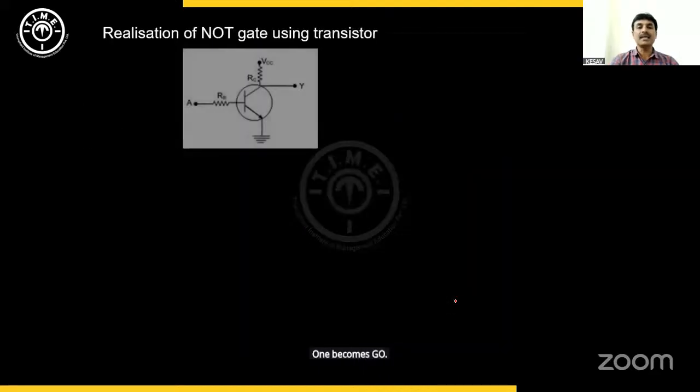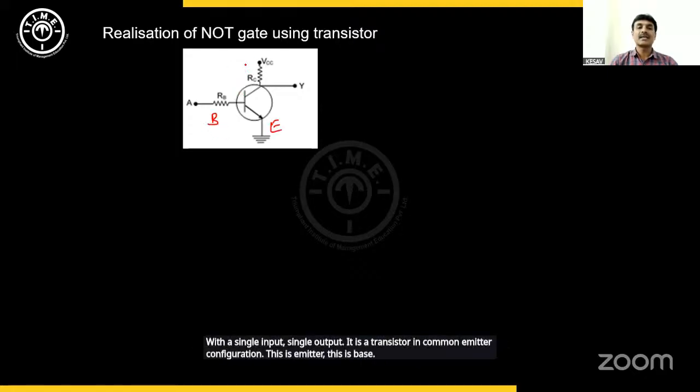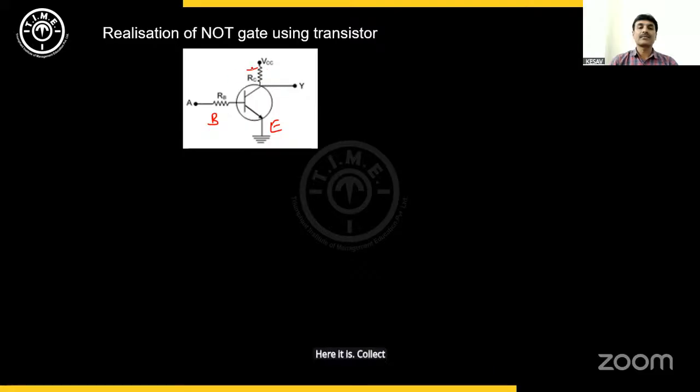The same can be realized with a transistor here, with a single input, single output. It is a transistor in common emitter configuration. This is emitter, this is base, here is collector.